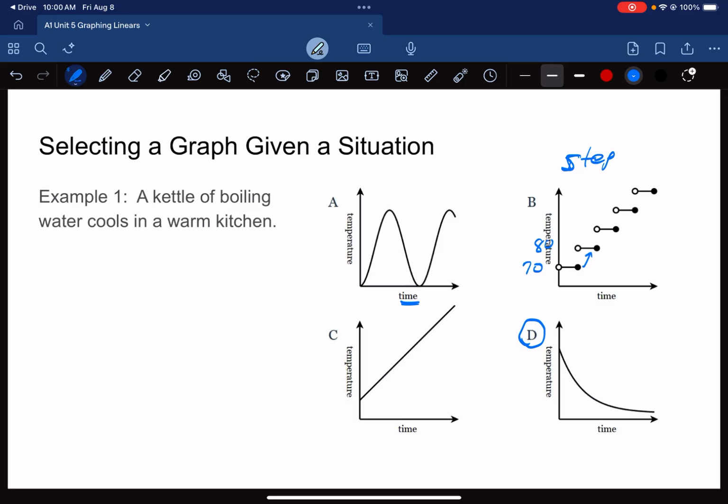Temperature is continuous. In A, it looks like the temperature is continuously rising and falling and rising and falling over time. That does not describe boiling water cooling. In C, the temperature starts out lower, but it's getting higher as time goes on, so that's not it either. And you notice with D, the temperature is decreasing, but it's gradually reaching what we would consider probably room temperature, just how warm is the room, and that's what that temperature is approaching then. Probably room temperature right there, okay?